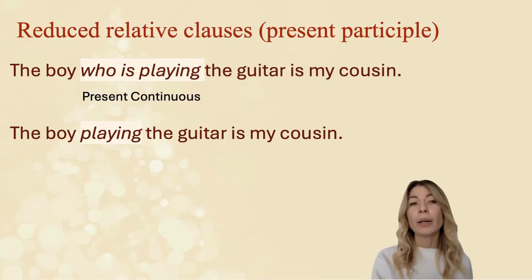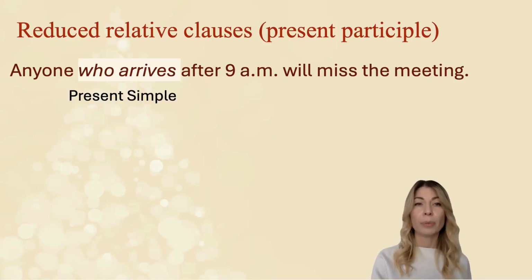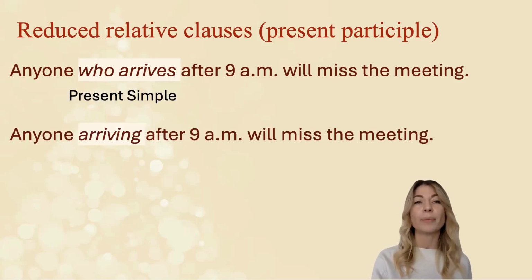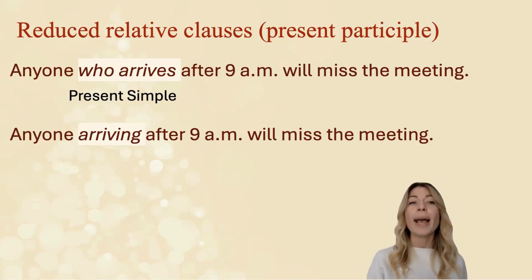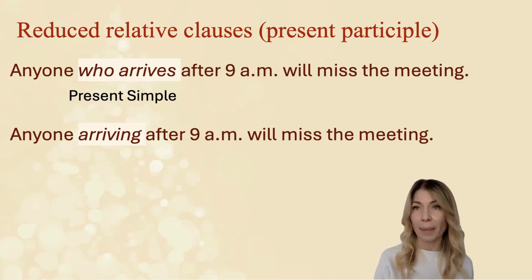Okay, so this is present continuous, but we can also use the same form when we talk about some other tenses. Anyone who arrives after 9 a.m. will miss the meeting. So this is present simple. We are talking about the future, but in this case, it's present simple. Anyone arriving after 9 a.m. will miss the meeting. This is the same participle form, the present participle, which is used instead of a relative clause, anyone who arrives after 9 a.m. Yes, so that's how we can use it.